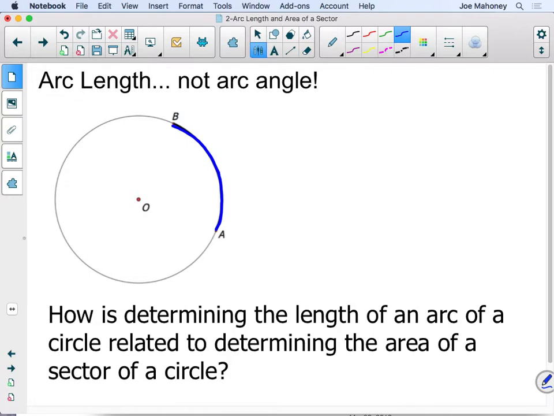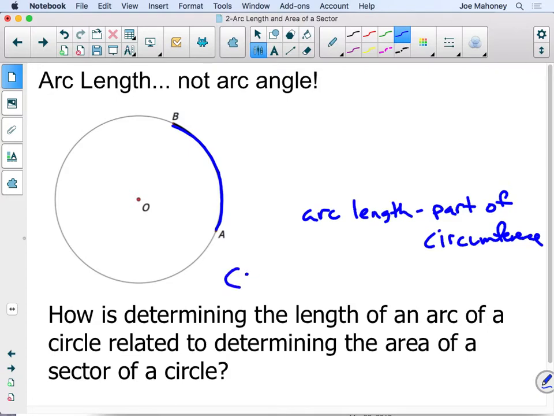So I'm thinking that the relationship is probably that they're both parts of a whole. So the arc length really is part of the circumference. So that's how we're going to deal with it. And remember, your circumference formula is 2 times pi times the radius. So the arc length is a fractional part of that.